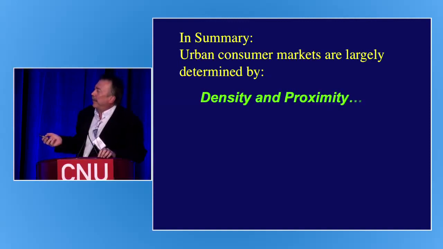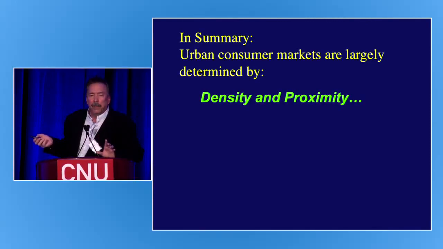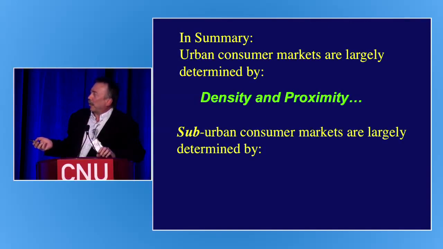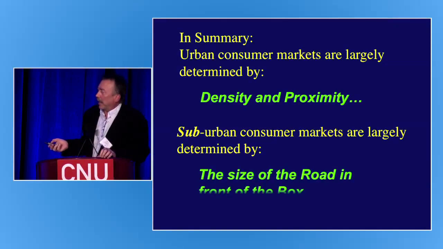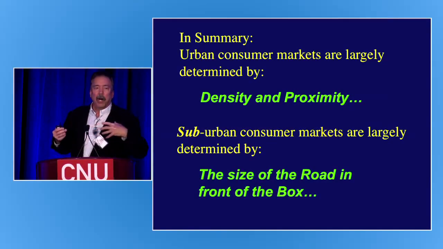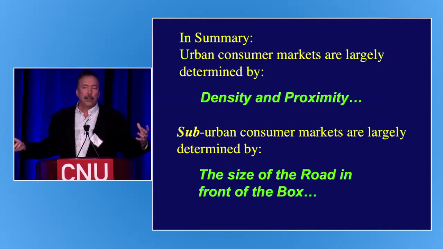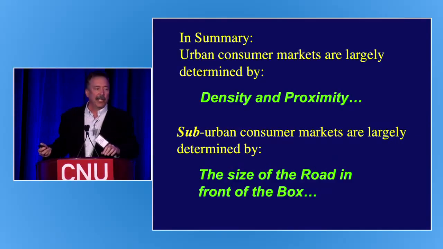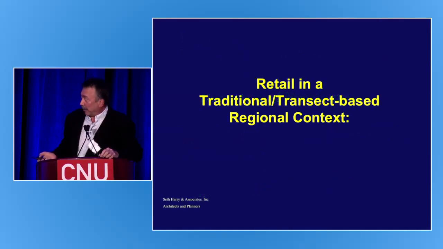So the difference between urban markets typically is density. They control their consumer market by density and proximity, and suburban consumer markets are dictated largely by the size of the road in front of the box, because that represents the market that you have access to. It's basically an aggregated market that road is providing for you that you would not otherwise be able to capture and control if you were relying on the more typical density and proximity model.